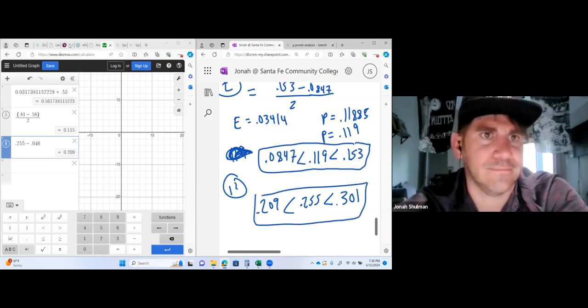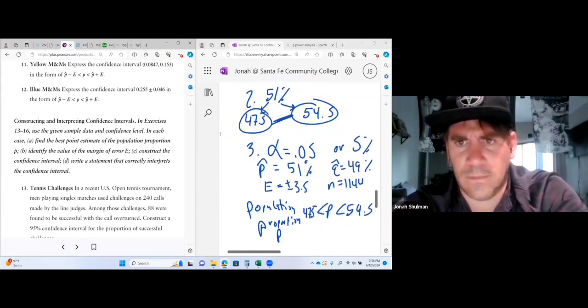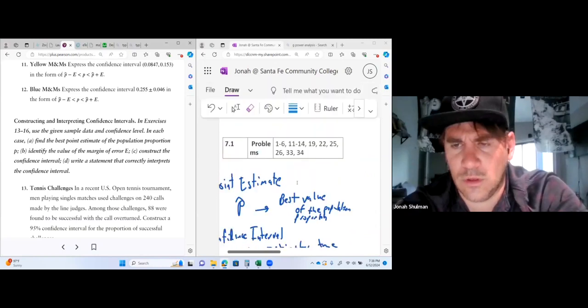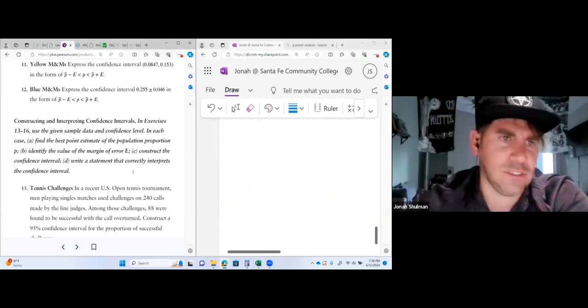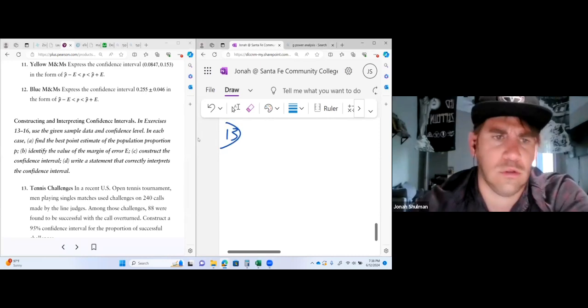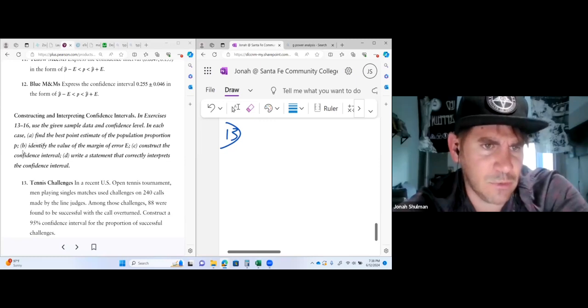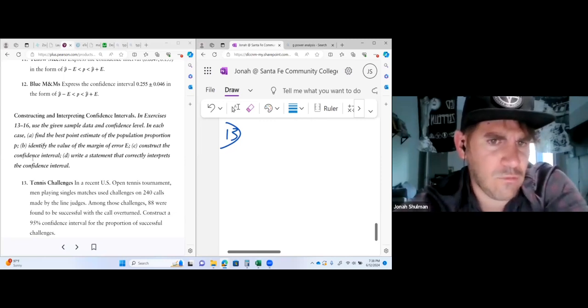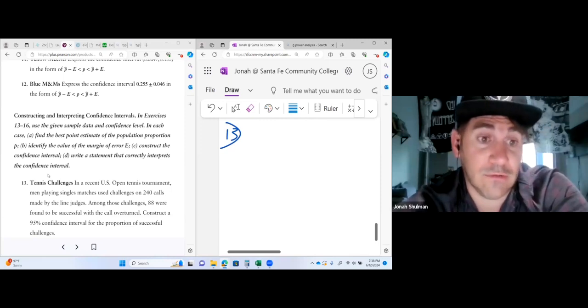All right. 13 and 14. Okay, I'll probably do a couple more. Here's 13. In exercises 13 through 16, use the sample data and confidence interval. Find the best point estimate of the population proportion. Identify the value of the margin of error. Construct the confidence interval. Write a statement that correctly interprets the confidence interval. Okay, so we got to write a sentence too.